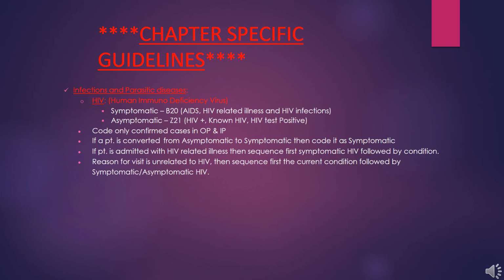If the patient is admitted with an HIV related illness, then sequence first symptomatic HIV followed by the condition. If the reason for visit is unrelated to HIV, then sequence first the current condition followed by symptomatic HIV.